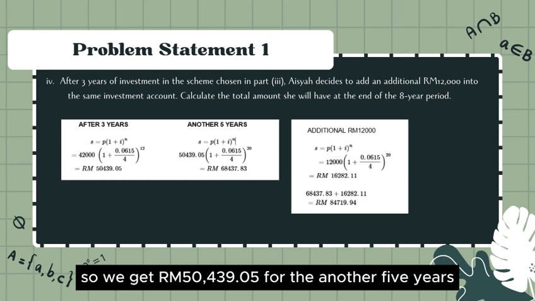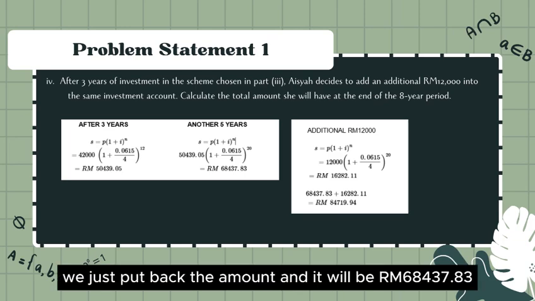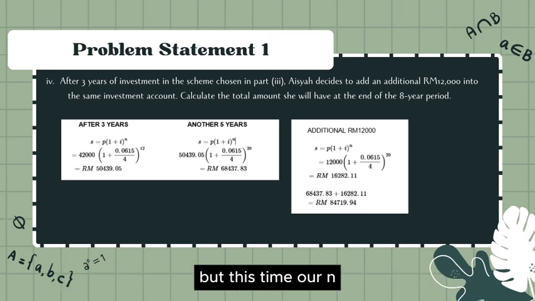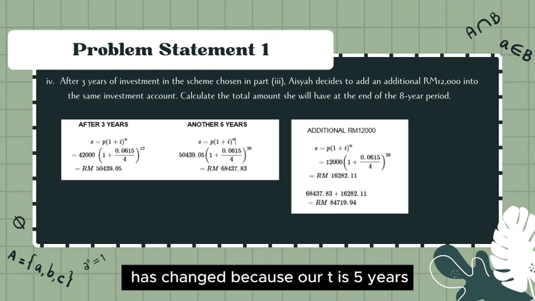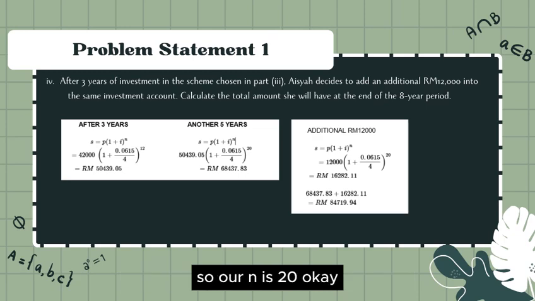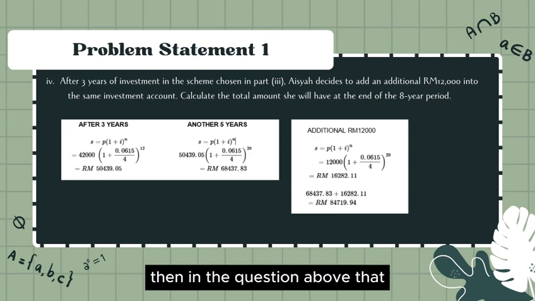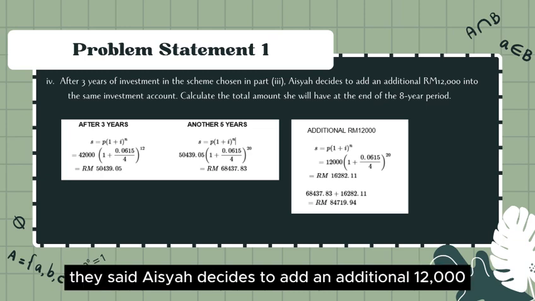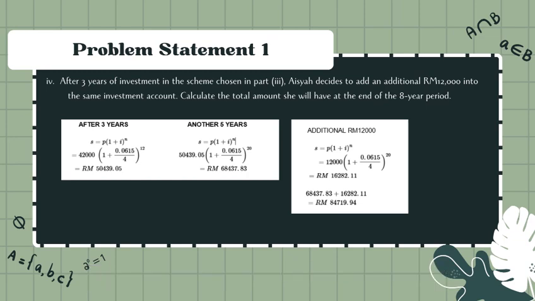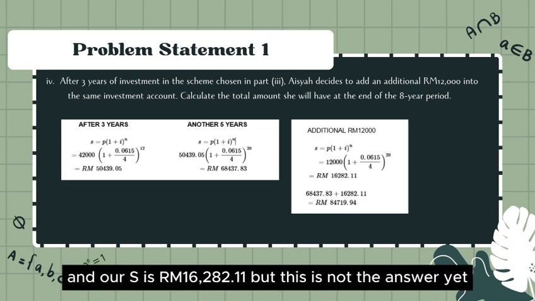So we get 50,439.05. For the another 5 years, we just put back the amount and it will be 68,437.83. But this time our n has changed because our t is 5 years, so our n is 20. Then in the question above, they said Aisha decides to add an additional 12,000. Then let's find the maturity value for the 12,000. Then we just put back the information and our S is 16,282.11. But this is not the answer yet.